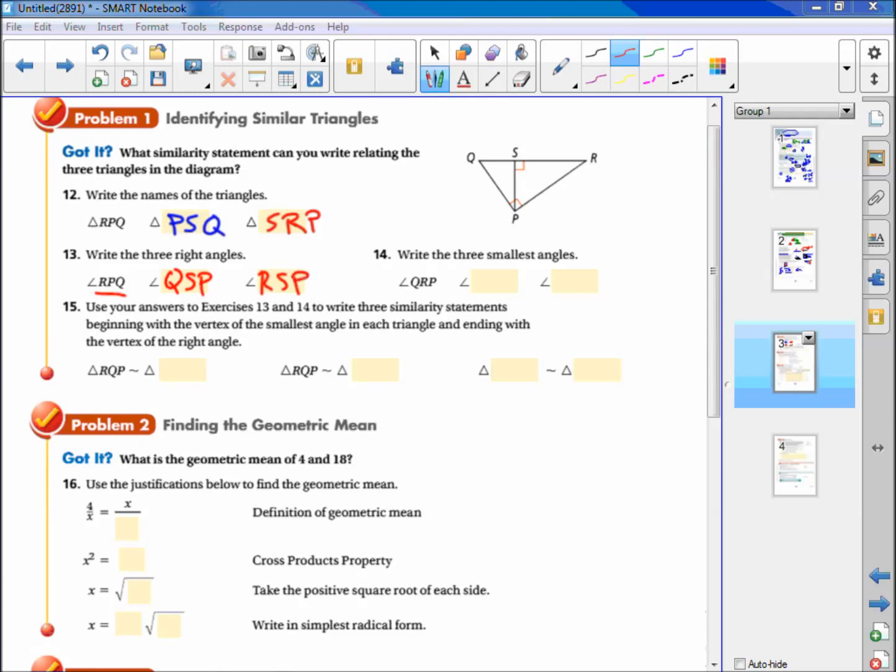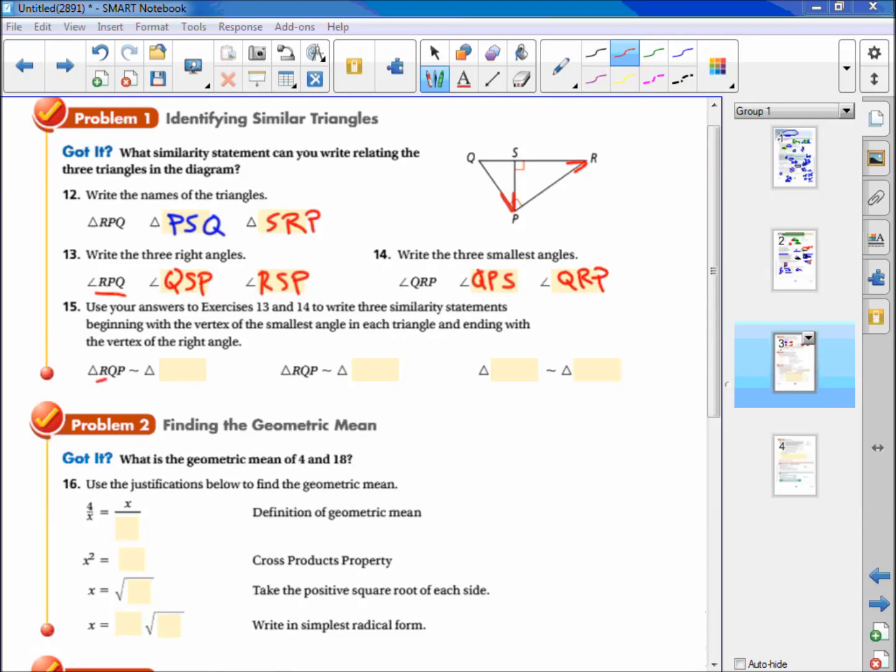And then it says write the three smallest angles. In the big triangle, the smallest angle is QRP. That's this little one here. In the little triangle on the left, the smallest angle is QPS. And in the medium triangle, the smallest angle is once again QRP.